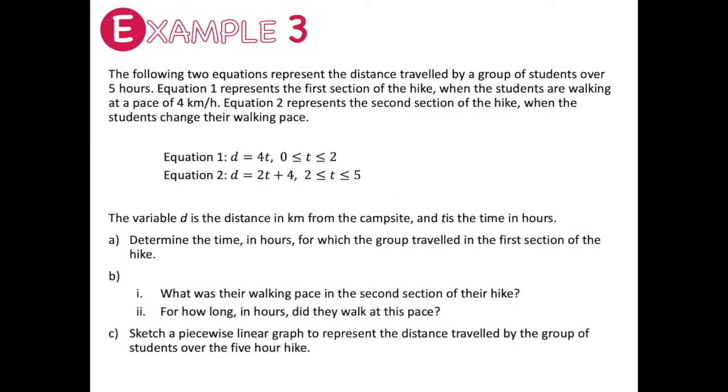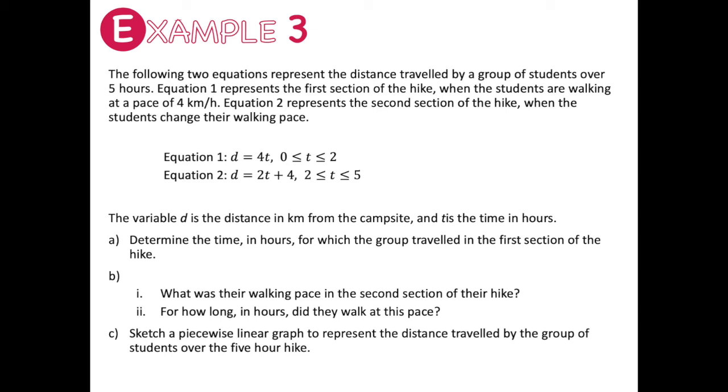And in our practical example, the following two equations represent the distance traveled by a group of students over 5 hours. Equation 1 represents the first section of the hike, where the students were walking at a pace of 4 kilometers per hour. The second equation represents the second section of the hike where the students changed their walking pace.